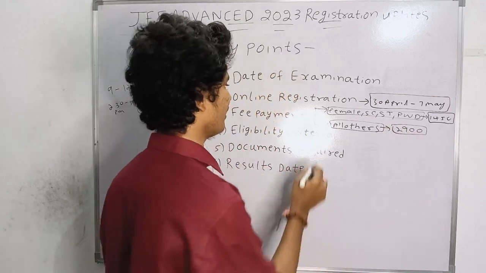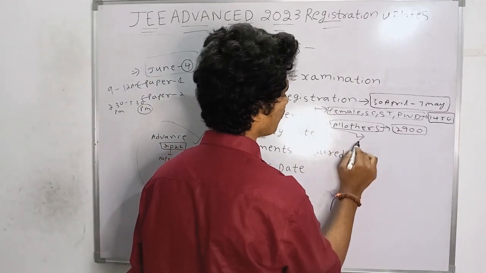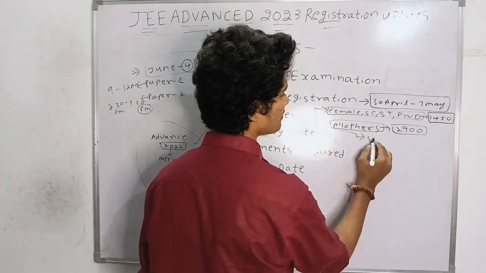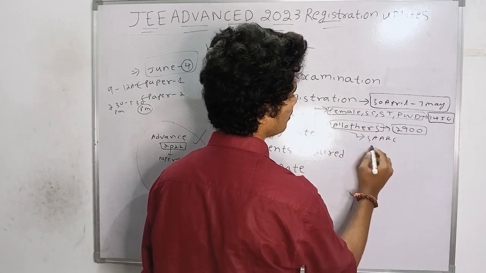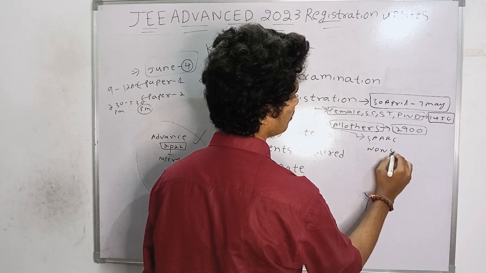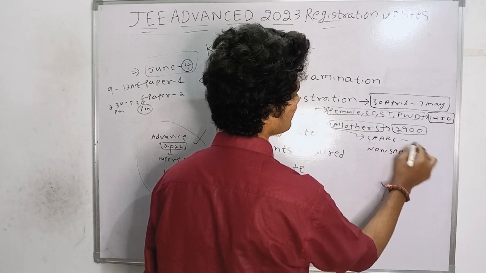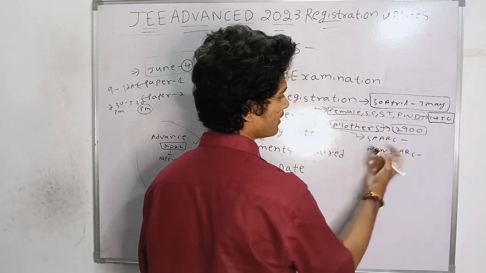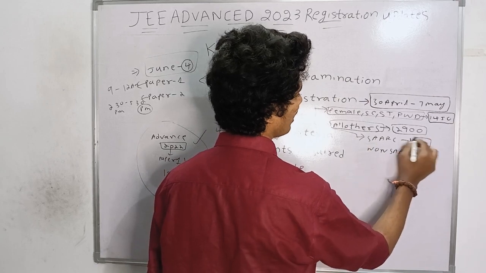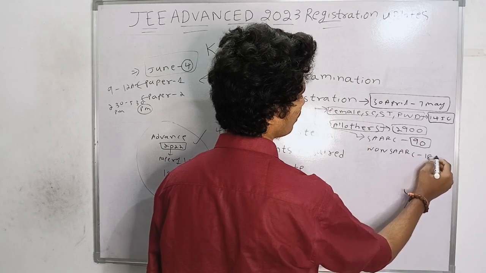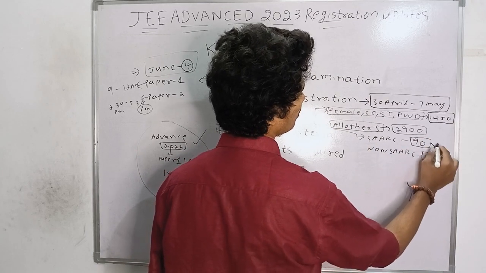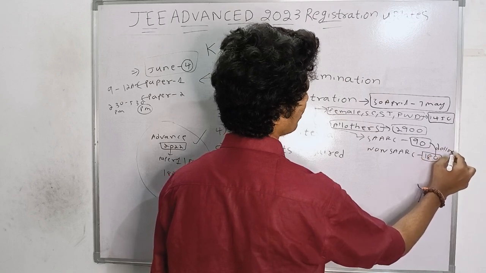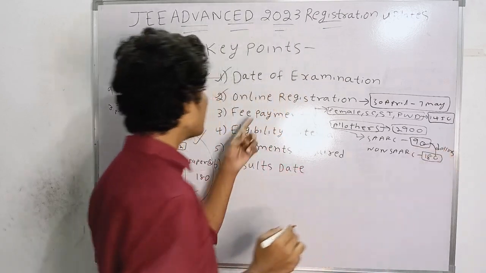And there is another category, that is for foreign students, if they want to write, for SAARC and non-SAARC. Basically some countries come under these. The SAARC countries have to pay $90 and non-SAARC countries have to pay $180. This is for foreign students, and this is the fee payment.